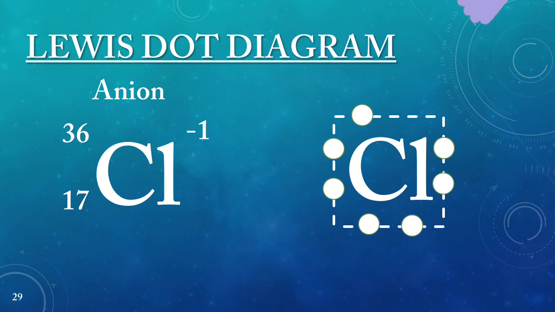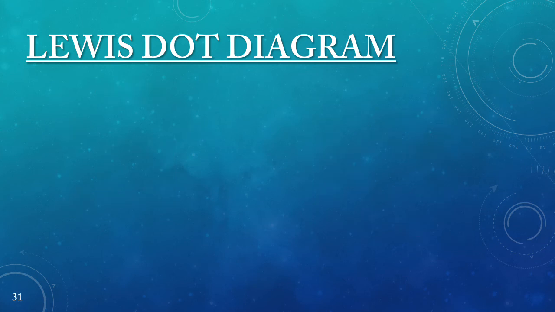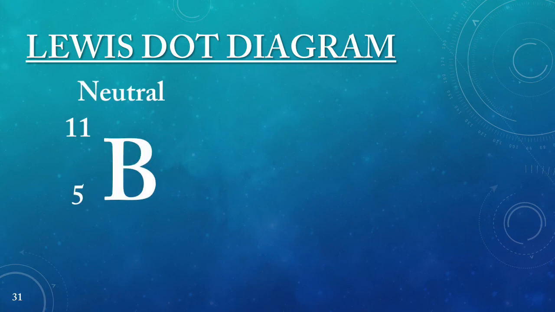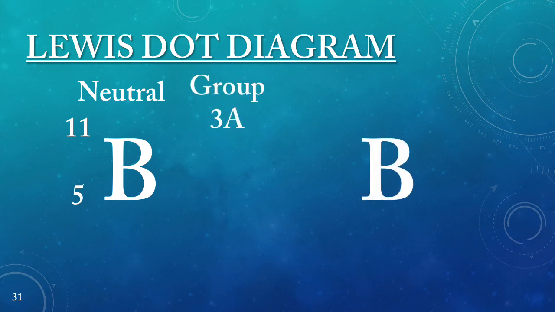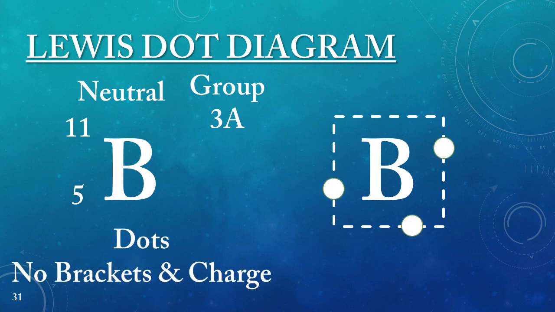So let's look at what the convention is for an anion. Let's pick chlorine again. And now I have 8 electrons, so it's happy. It's an ion, so I still have to put the bracket around it, and I have to call it a -1. Now let's recap what the Lewis dot diagrams look like. For neutral, 3A. For boron, we're going to draw our box and draw our 3 electrons. Okay, this gets dots around the box, no brackets, and no charge.